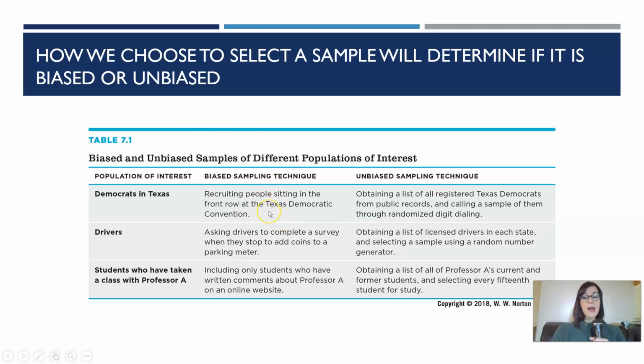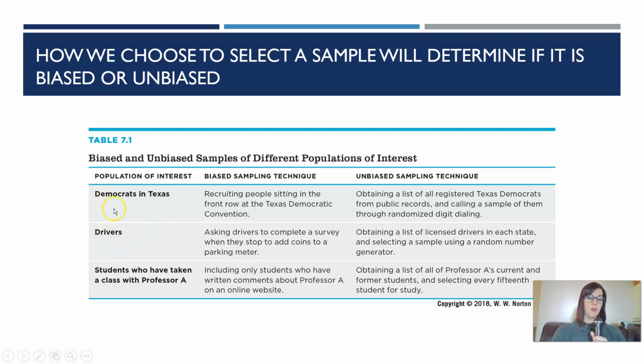On the other hand, a biased sampling technique would be looking at people who are in the front row at the Texas Democratic Convention and recruiting them. Typically, people who are at the Texas Democratic Convention are usually going to be delegates. They are usually pretty die-hard supporters of the party. So they are not necessarily representative of everybody in Texas who is registered as a Democrat. Because of this sampling technique, you might actually get something a little bit more extreme than if you looked at people who are not at this convention.